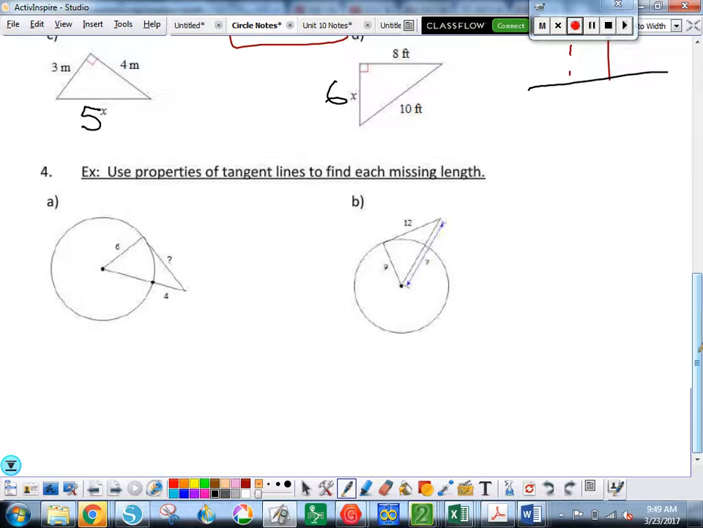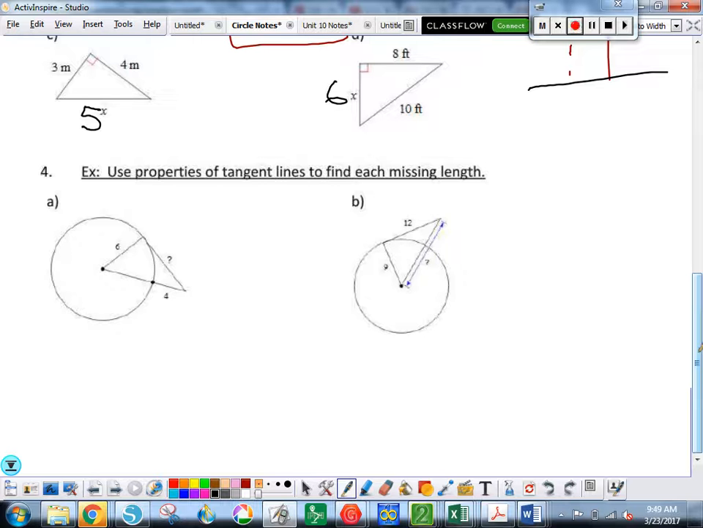There's several places that it's easy to make a mistake today, and I'll try to note those for you so you don't forget. I would like to start with part B. I want to find that missing side. We just have to decide first which line is going to be the tangent line, and the right angle will be right next to the tangent line.